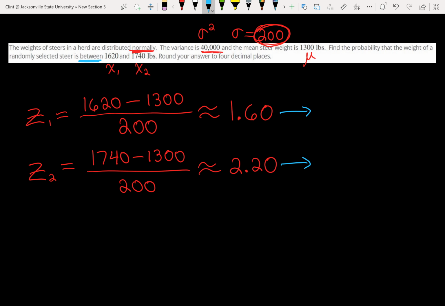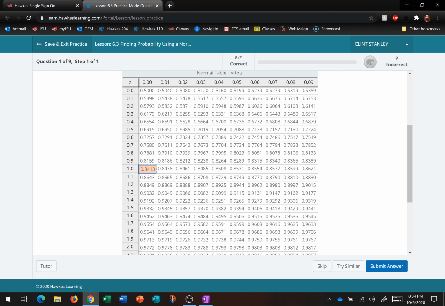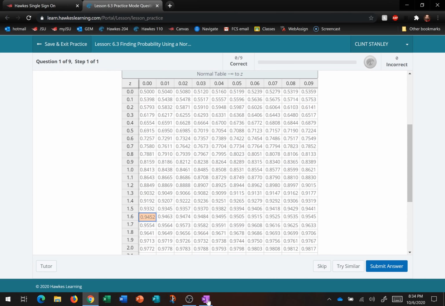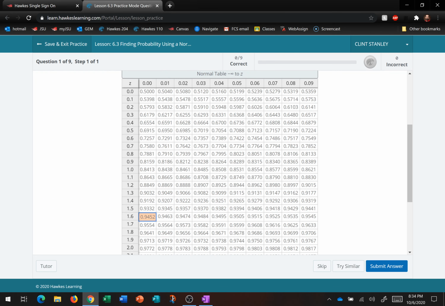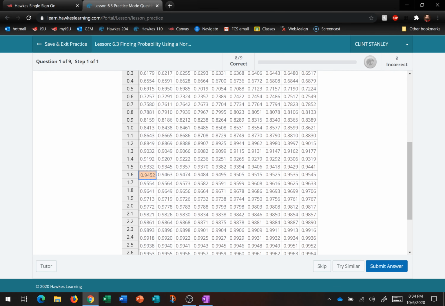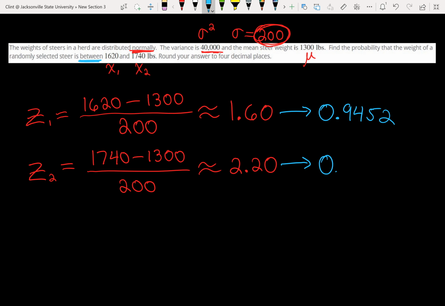Okay. So we'll go to our tables. We got 1.60 and 2.20 we got to look up. And so if we go to 1.60, let's see, this right here. The table's a little off there. It's 0.9452. Okay. So 0.9452. And then we need to look up 2.20. It's going to be right here, 0.9861. Okay. So 0.9861.